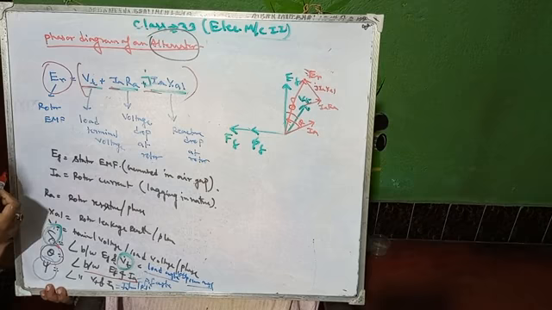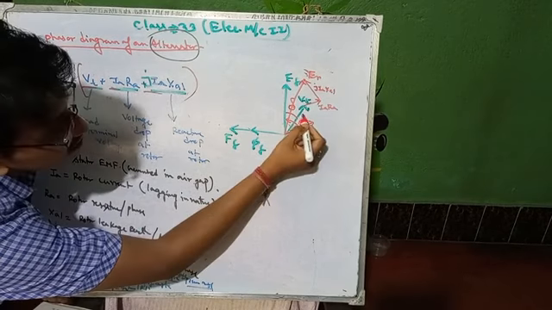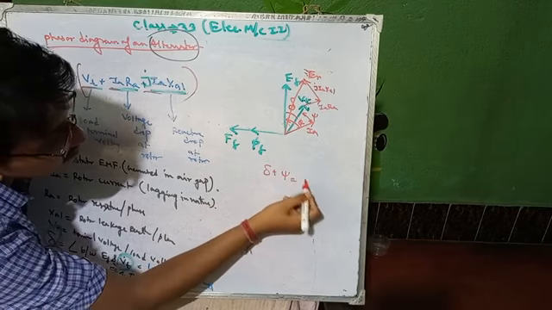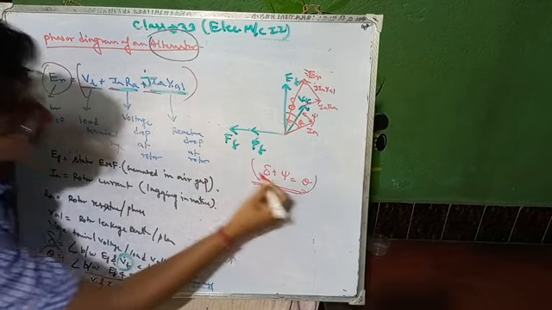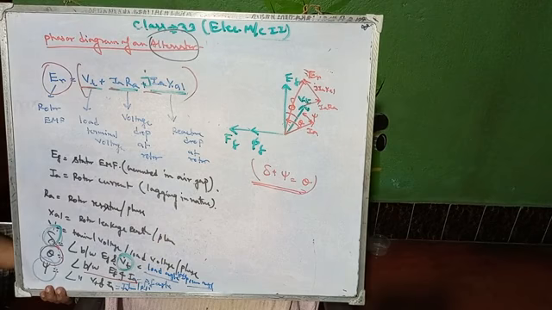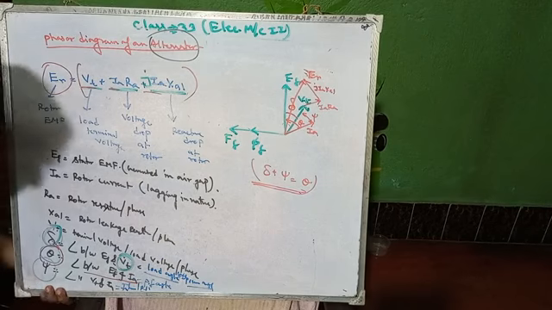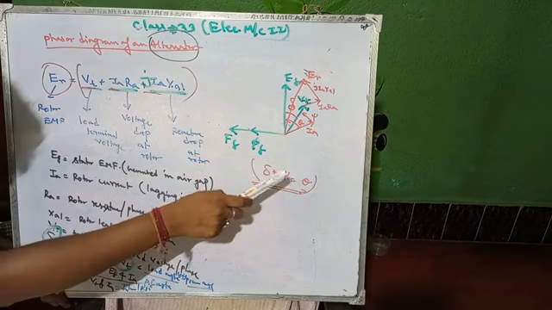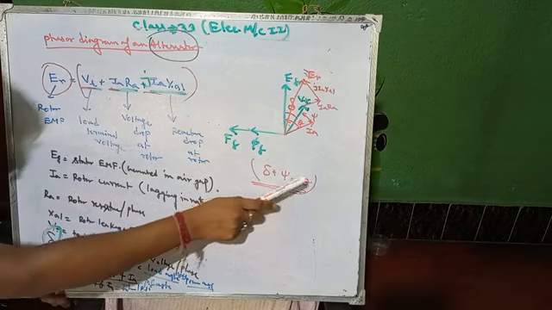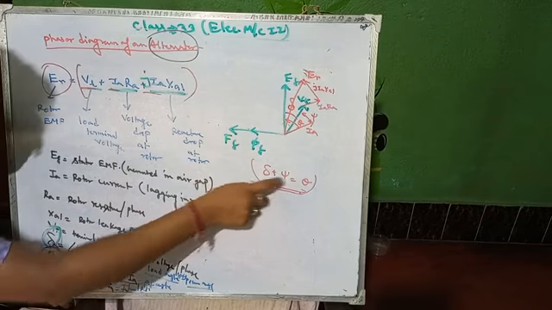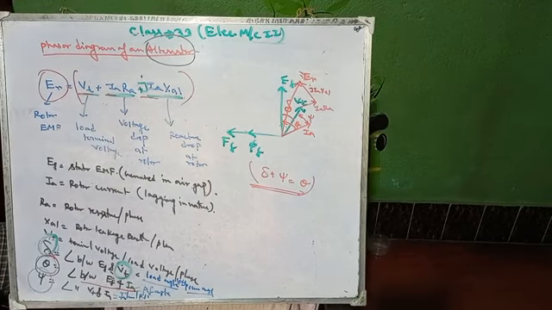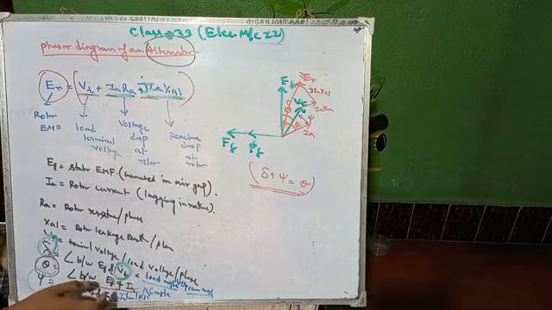Psi is the internal angle between Vt and Ia. So delta plus psi equals theta, that is the angle relation. That means load angle plus internal power factor angle equals power factor angle. So this is all about the phasor diagram of the alternator.